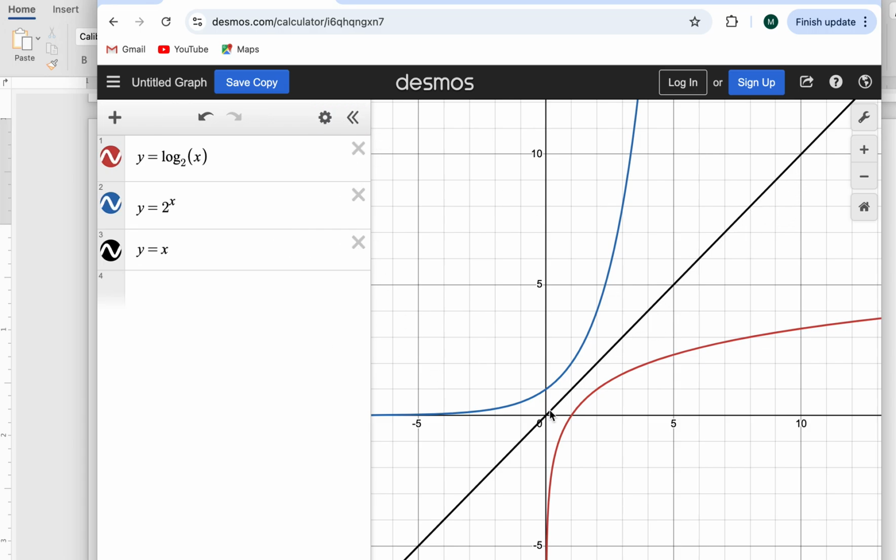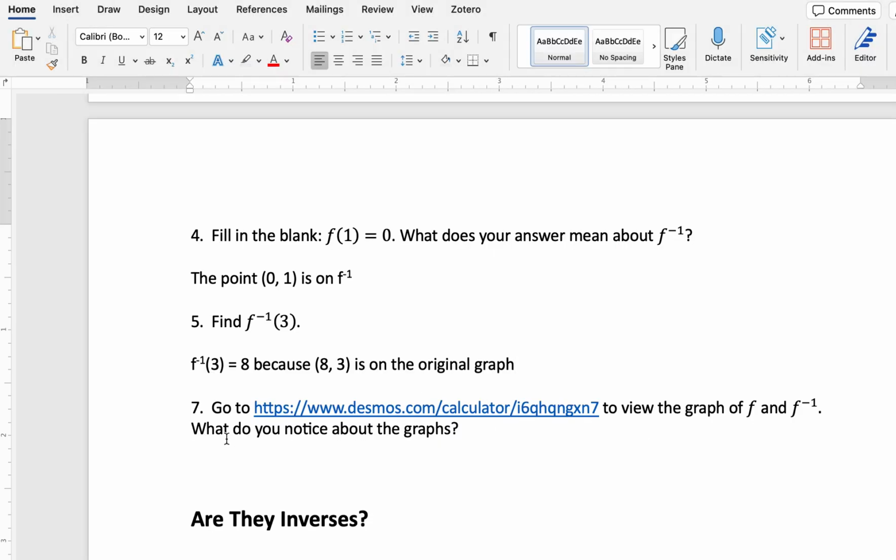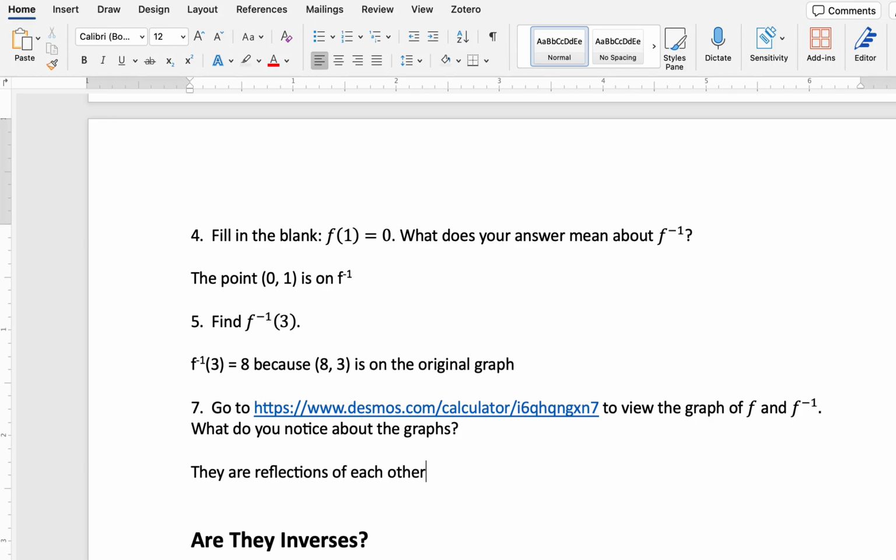So you can see that if I look at this line as kind of a line of symmetry, the two graphs are mirror images of each other over that line of symmetry. So there might be other things that you notice as well, but the main thing that you want to notice is that they are reflections of each other. They are symmetric over the line y equals x.